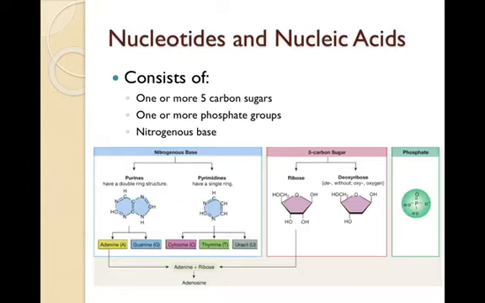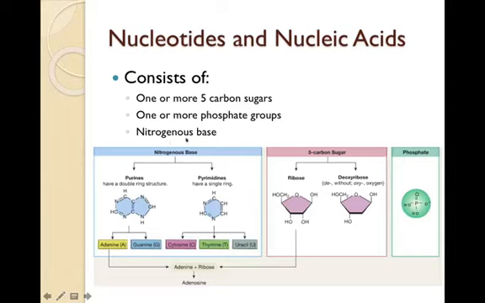So, nucleic acids consist of the following. They consist of one or more 5-carbon sugars, one or more phosphate groups, and a nitrogenous base. When we think about nucleic acids, the basic unit of a nucleic acid is something called a nucleotide. And a nucleotide consists of one of each: the 5-carbon sugar, one phosphate group, and one nitrogenous base.